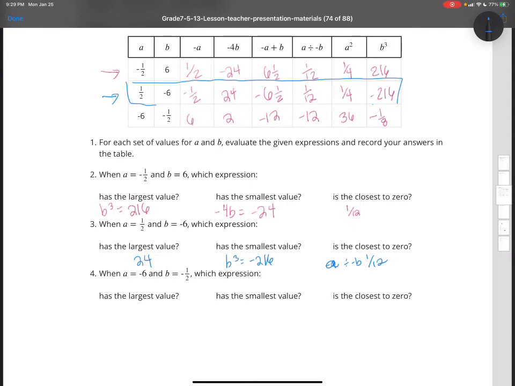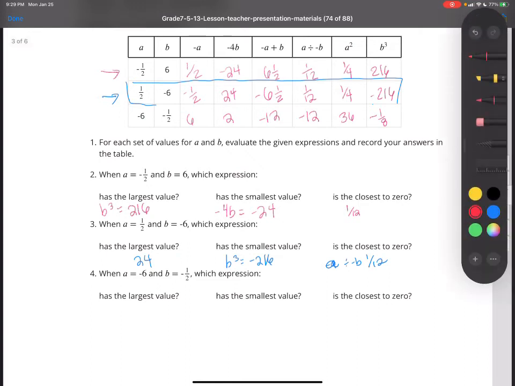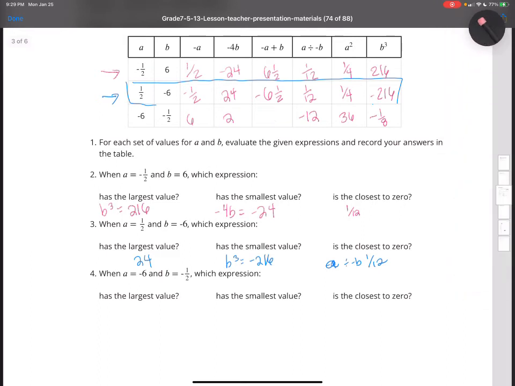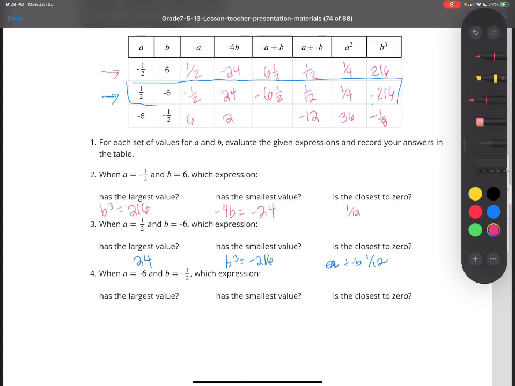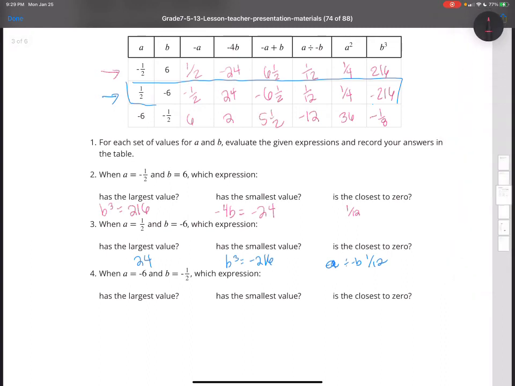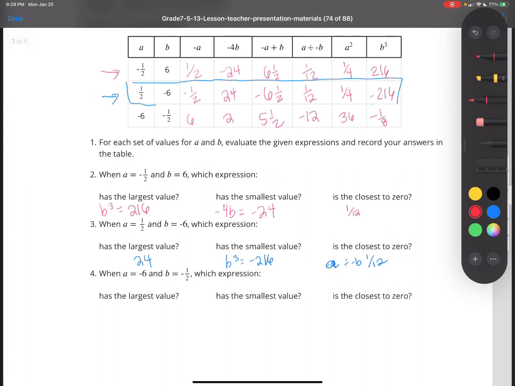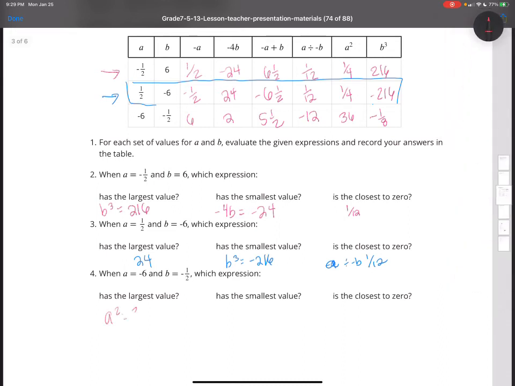For number 4, they said which value has the largest? And I'll use red for this one. Which value is the greatest? Okay. If you guessed, and hold on, because I made a mistake in writing the wrong answers down right here. Let me correct my answers because I saw I had 2 negative 12s. Let me put 5 and 1/2. Sorry about that. Okay, so let me go back to the red. So it says which value has the largest? And the one that has the largest is a squared, which is 36.